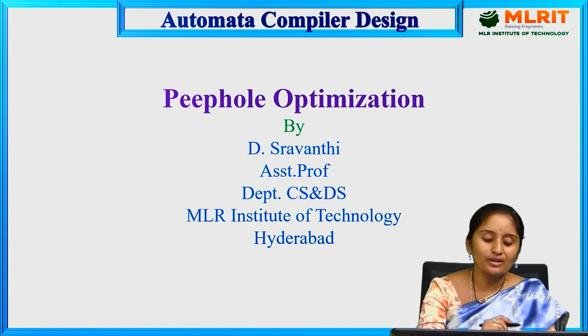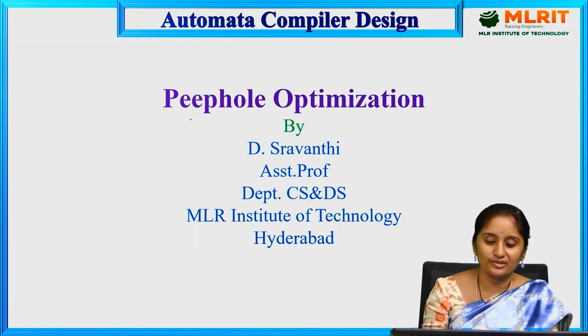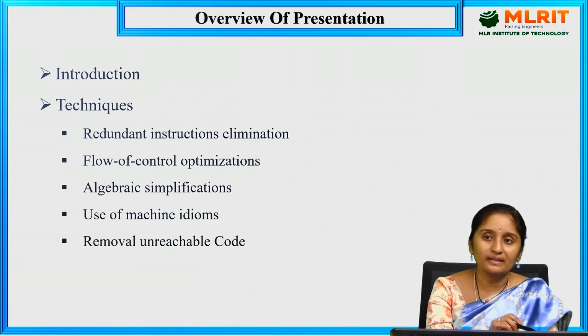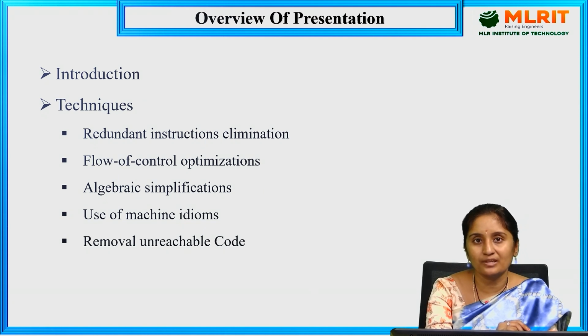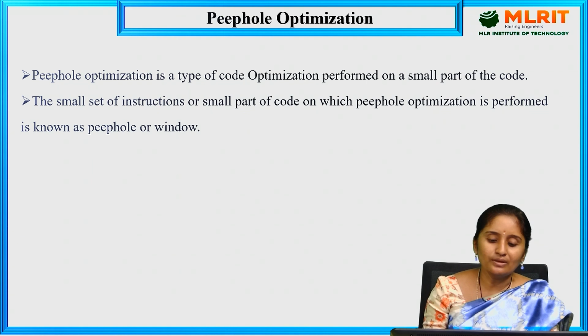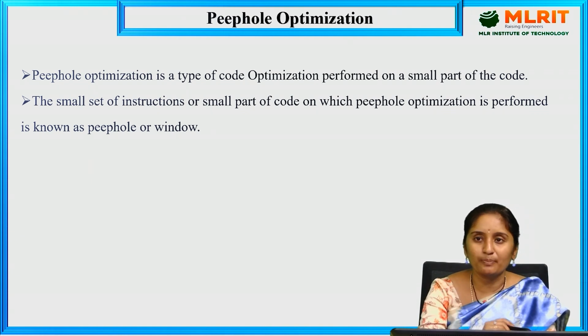Of Technology. Today our topic is peephole optimization. Here I am going to discuss what is peephole and what are the techniques that are used under peephole optimization, like redundant instructions elimination, flow of control, algebraic simplifications, use of machine idioms, removal of unreachable code. So these are the topics we are going to discuss over here. So the first one, let us learn what is peephole optimization.